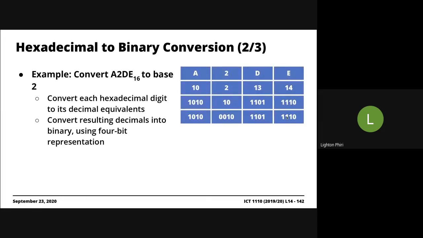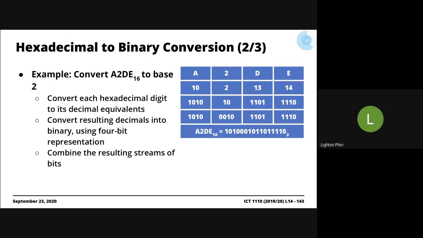The key thing here is you must represent the final result, each of the individual symbols that you've converted, using 4-bit representation. Otherwise, you will get the wrong answer. You'll be quite sad, really. I don't know. Does that make sense?